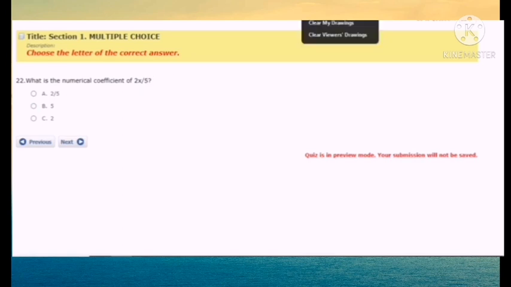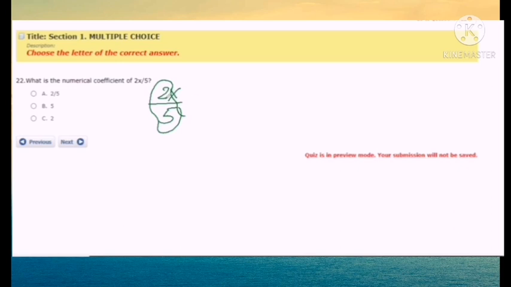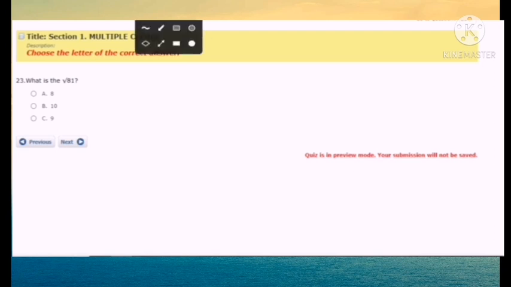Number 22, what is the numerical coefficient of 2x over 5? When we say numerical coefficient, it's the number used as a factor. So the numerical coefficient here is 2 over 5. That's letter A. Next, number 23, what is the square root of 81?